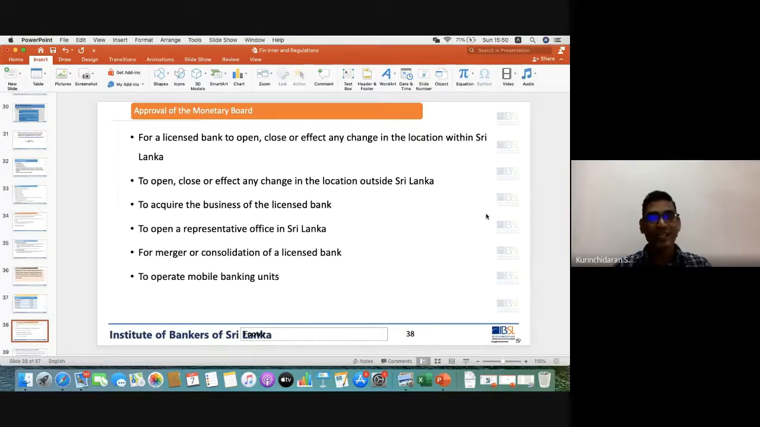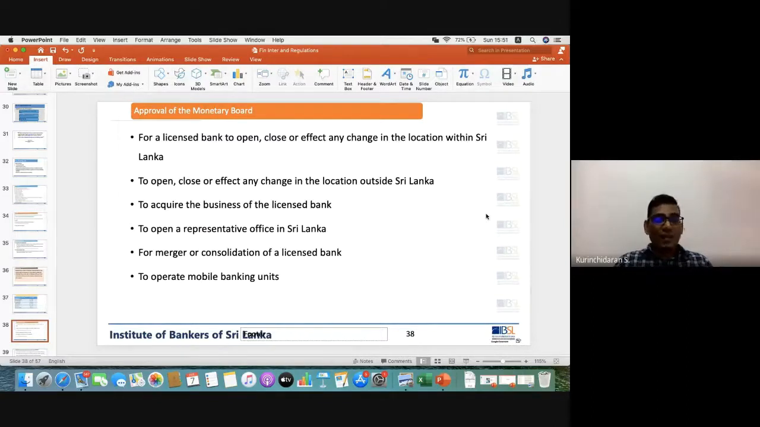Definitely, if they are going to change like that, right? If we take a branch as an example, it can be a branch, it can be an ATM, right? It's a business. So to open, close, or change the location within Sri Lanka or outside Sri Lanka, definitely they need Monetary Board approval. If a bank wants to acquire the business of a licensed bank, yes, they need to get Monetary Board approval. Or if any bank wants to open a representative office in Sri Lanka, yes, they need to get Monetary Board approval. And in addition, the merger or consolidation of a licensed bank.